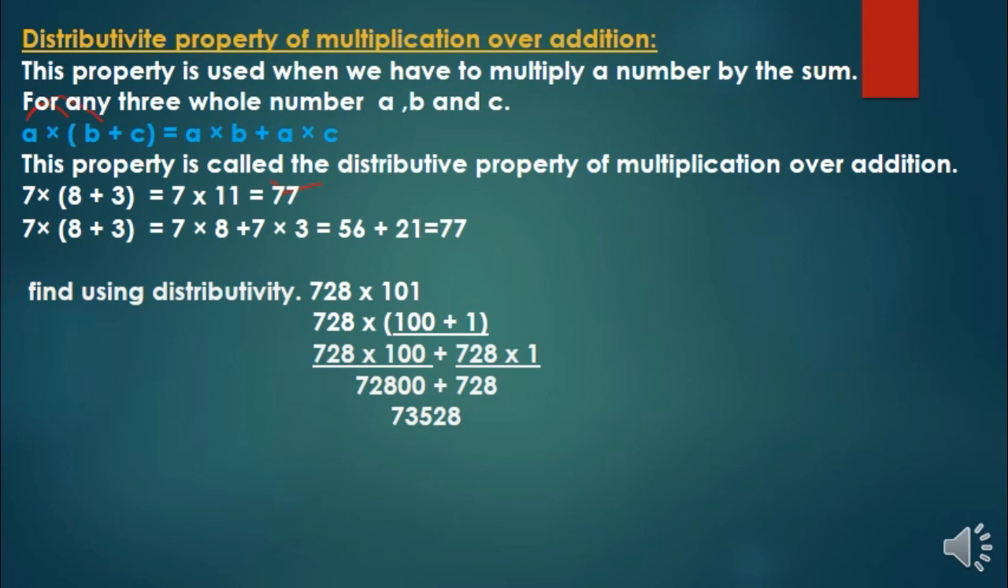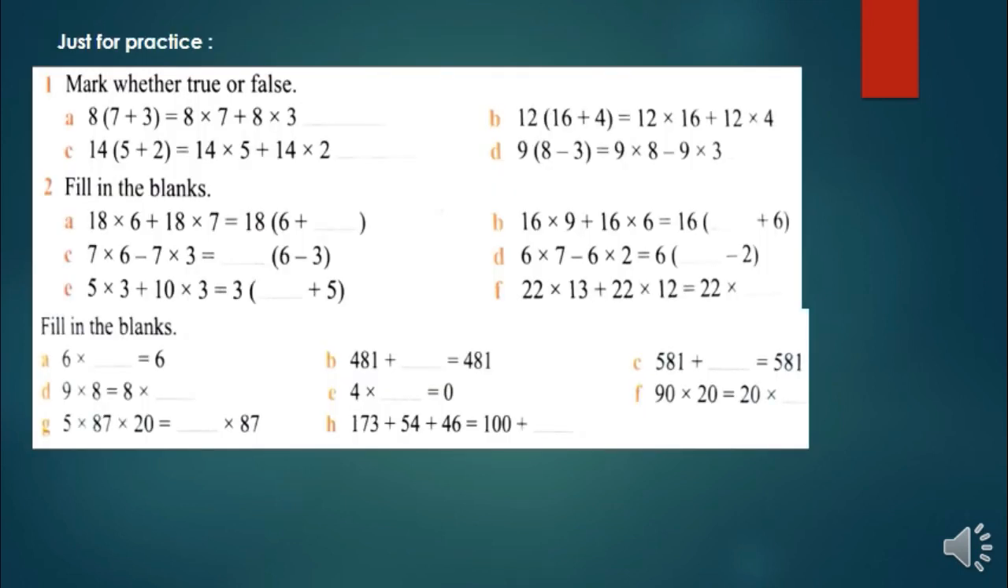Now depending on this distributive property, I have given you some examples 1, 2 and 3. Try to solve them. Mark whether true or false. First, 8 in bracket 7 plus 3 equals 8 multiplied by 7 plus 8 multiplied by 3. Check whether this statement is true or false, write it, and write the name of the property here.